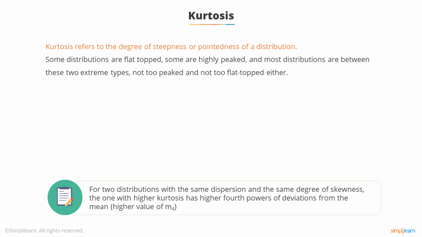Now kurtosis refers to the degree of steepness or pointedness of a distribution. Some distributions you'll see might be flat-topped, and some may be extremely highly peaked. Most distributions tend to be between these two extremes, not too peaked, not too flat-topped. So for two distributions with the same dispersion and the same degree of skewness, the one with higher kurtosis has a higher fourth power of deviations from the mean, which would result in a higher value of M sub 4.